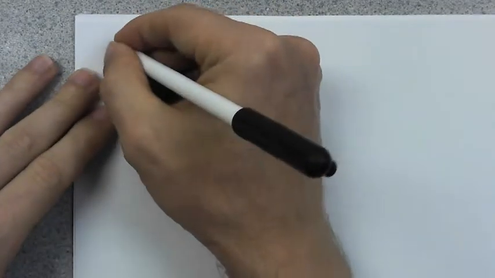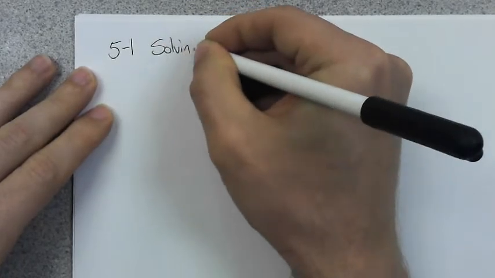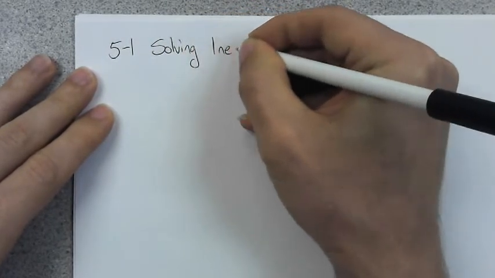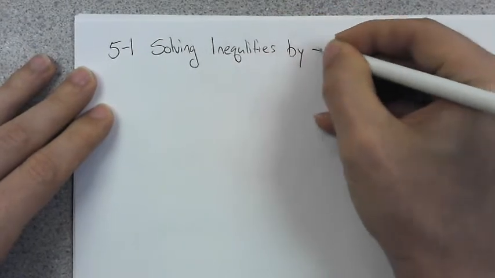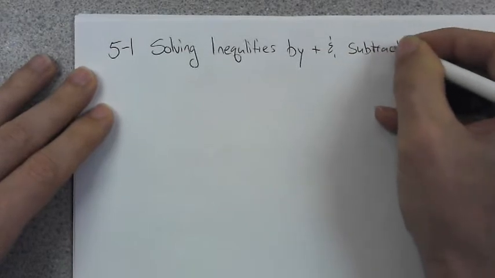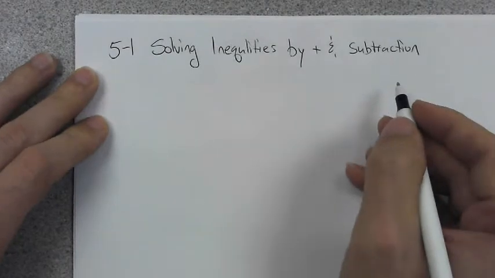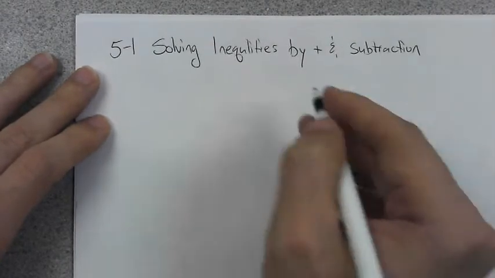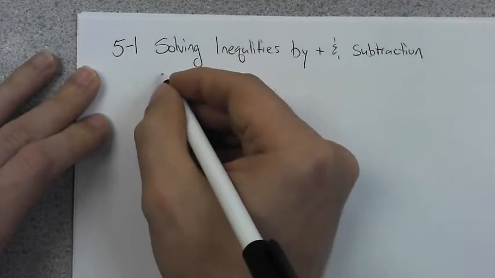All right, boys and girls, so this is Chapter 5, Section 1. The name of this section is Solving Inequalities by Addition and Subtraction. So before we actually go into the bulk of the lesson, we need to review some of the inequality symbols to make sure you understand this.